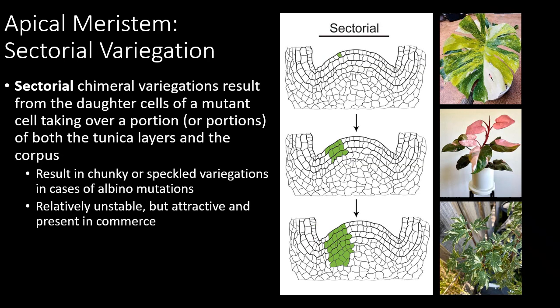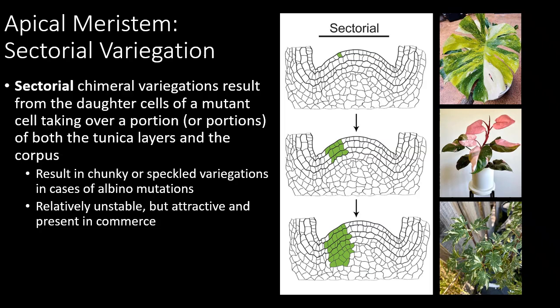Sectorial variegation is when the daughter cells of a mutant cell populate a portion of all of the layers of the tunica and the corpus. And because they take over just one portion, they aren't super stable variegations, but they are very attractive. They tend to be chunky, more speckled variegations. They tend to be asymmetrical patterns rather than being symmetrical like our periclinal and reverse periclinal variegations.